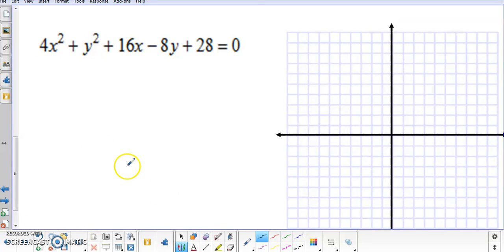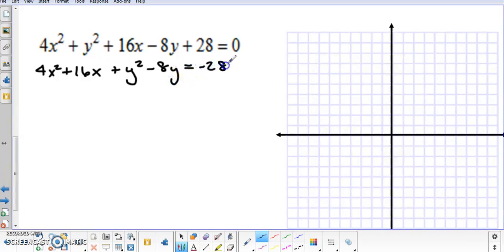Right here, I'm going to rewrite it so x's and y's are together. So I've got 4x squared plus 16x plus y squared minus 8y equals -28. I'm just bringing that 28 over here. Now I need to pull out the 4 because they both share a 4. So I'm going to go 4x squared plus 4x plus blank. Again, I'm not pulling out an x from here because then I would not be able to do this step. And the whole purpose is to be able to do this step. I cannot complete the square without an x squared and an x, or a y squared and a y.